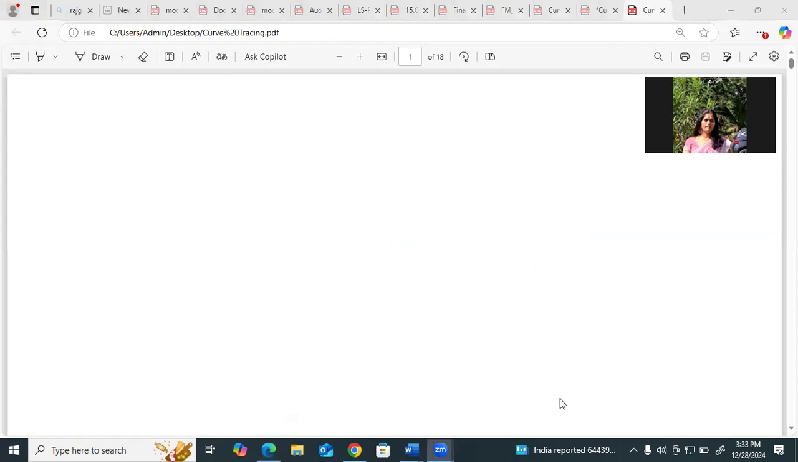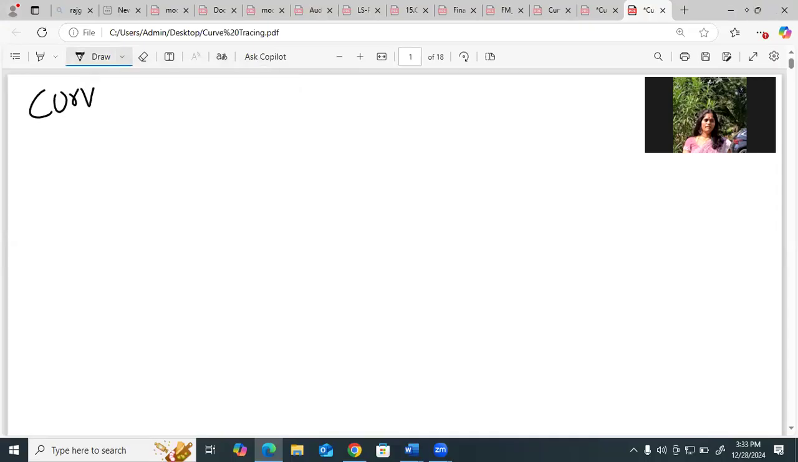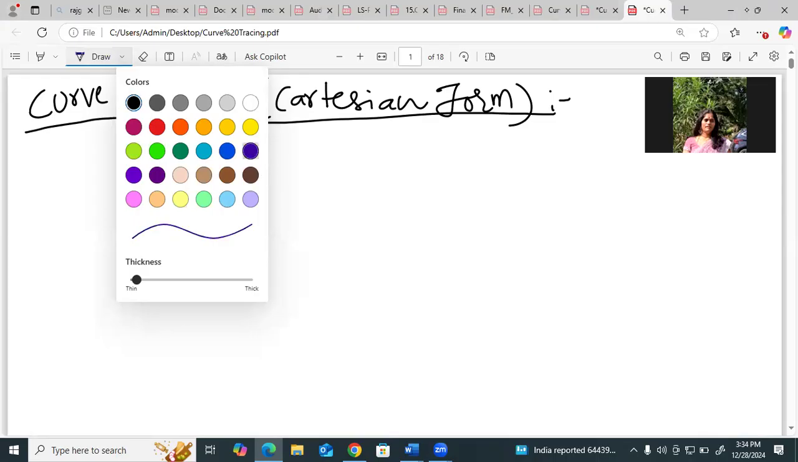Hello everyone. Today I will be doing curve tracing in Cartesian format. Curve tracing in Cartesian format we shall look into. Basically, curve tracing is nothing but tracing a freehand curve. Okay, it's just tracing a freehand curve.